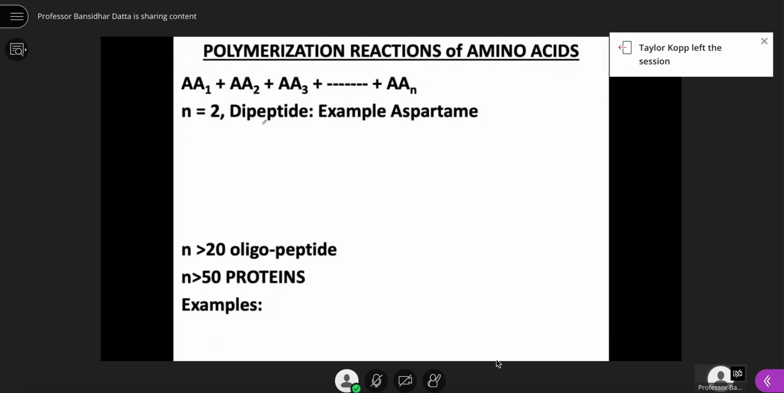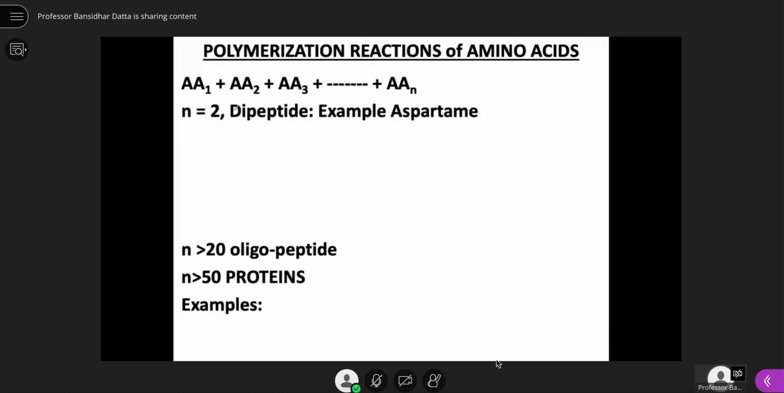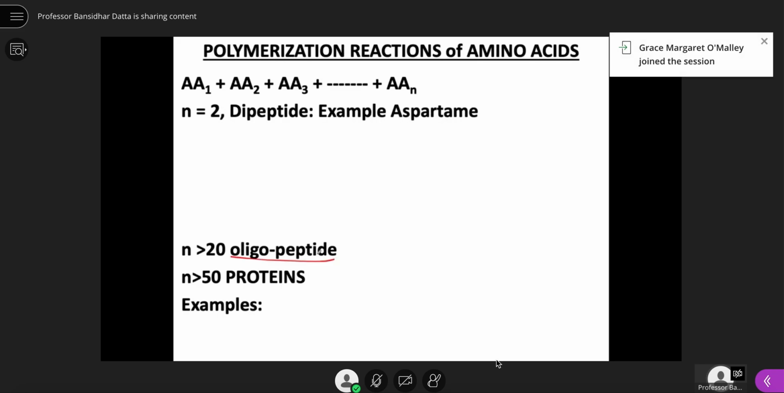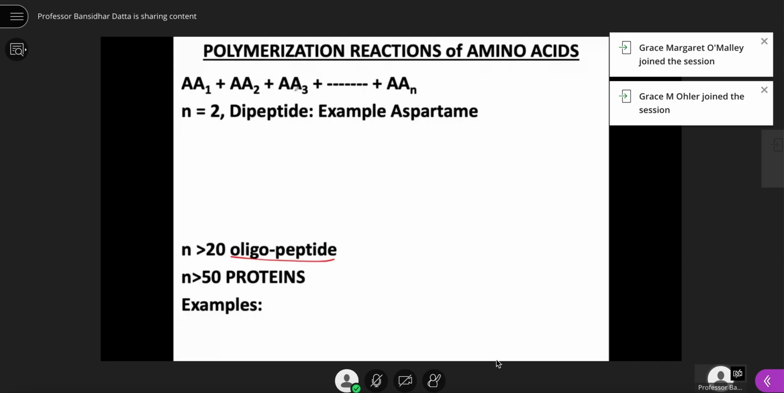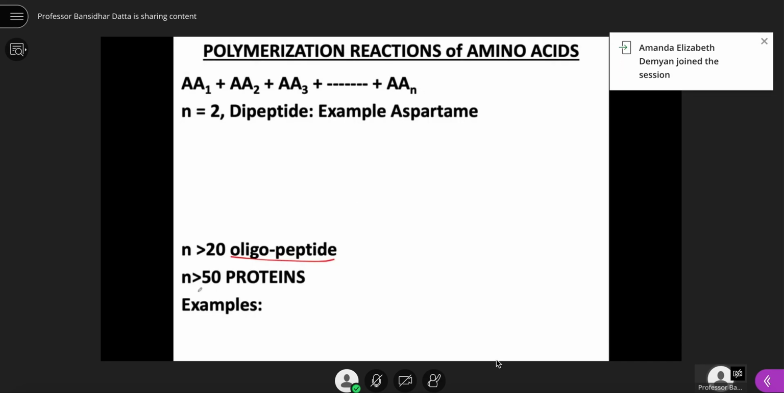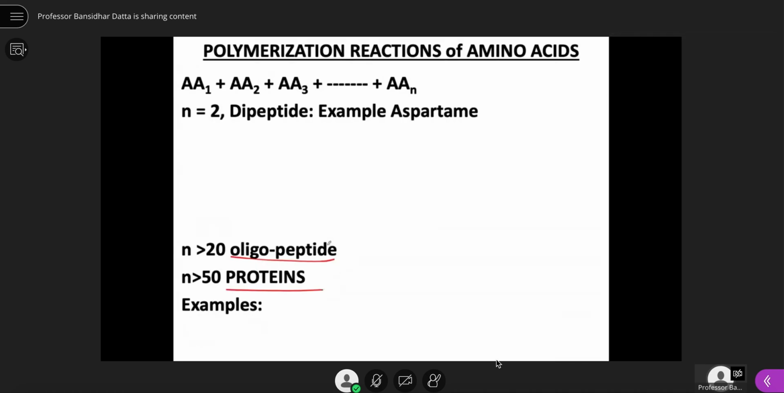And so the polypeptides are named when n equals 2, for example, only 2, called dipeptide, 3 tripeptide, 4 tetrapeptide, 5 pentapeptide, and so on and so forth. Once we go greater than n equal 20, we call it oligopeptide. All right, so greater than 20 or so amino acids polymerized is called oligopeptide, and greater than 50 we call proteins. All right, and I'll give you some examples of proteins.